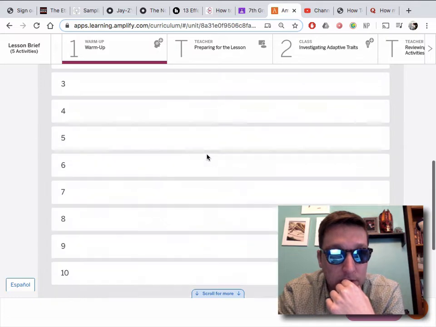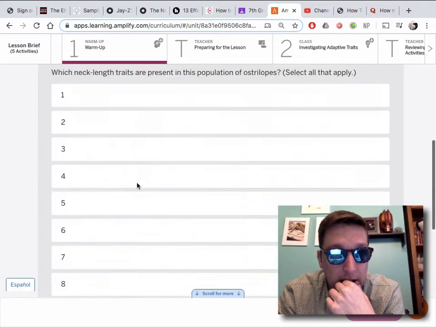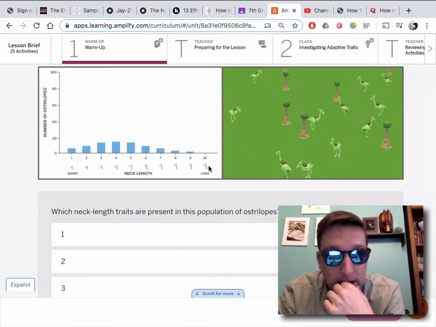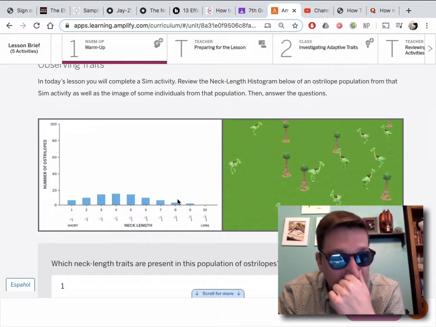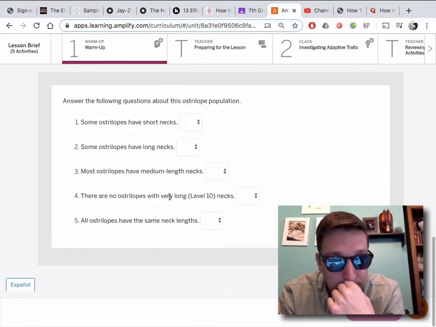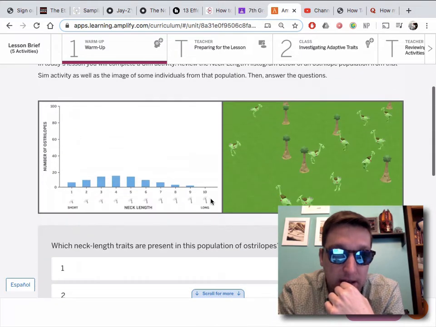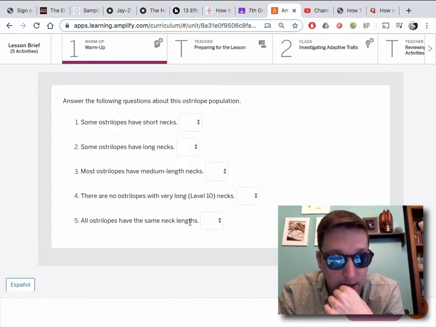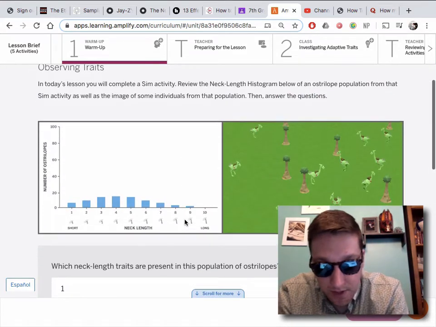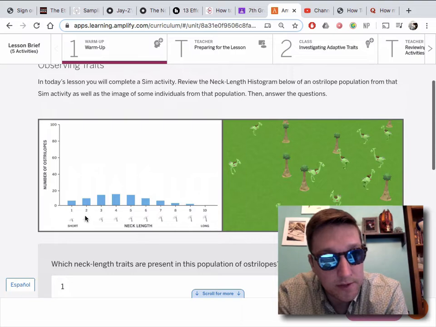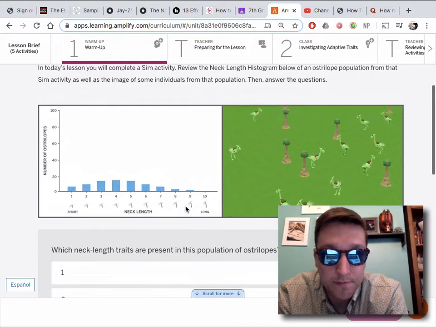Some australopes have short necks. Yes, some do. Long necks. Yeah, not 10, but long. Most australopes have medium length necks. I would agree with that. There are no australopes with very long necks, level 10. I agree with that. All australopes have the same length necks. No, because there's a distribution. You see that there's 9 different neck lengths there.